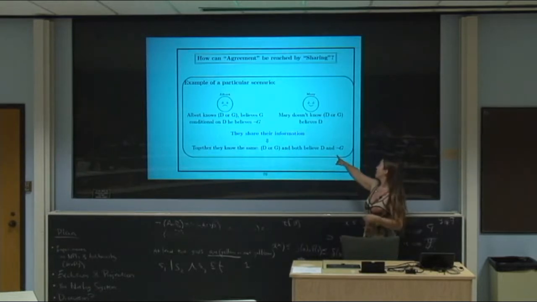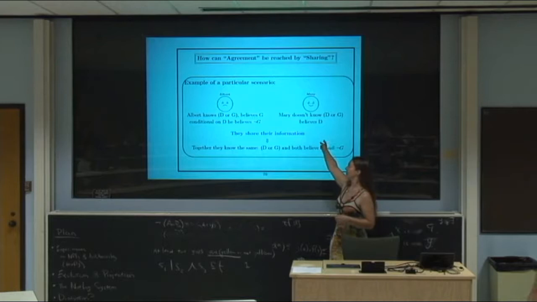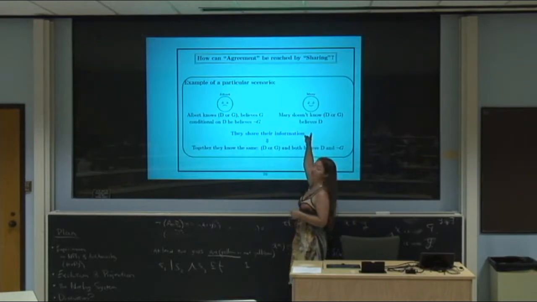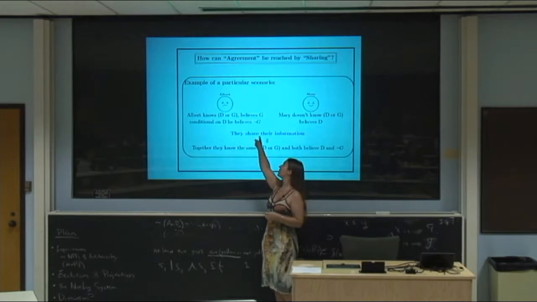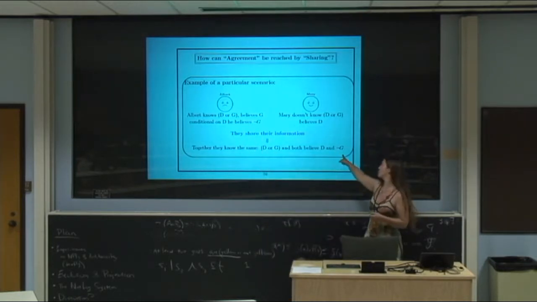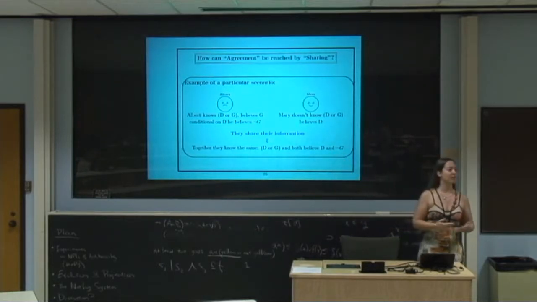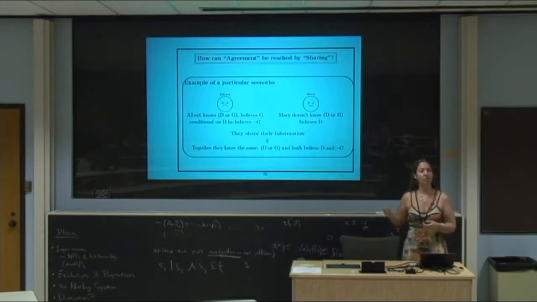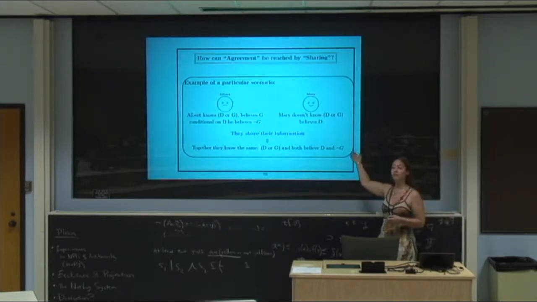And we also want that both would believe D, if we give priority to Mary, because she believes D. So then Albert should adopt this belief of Mary, D. And we know that conditional on D, he believes not G. So we put that together, and then both should believe D and not G. That's one particular way in which the beliefs and the knowledge are merged, where we give priority to the beliefs of Mary.